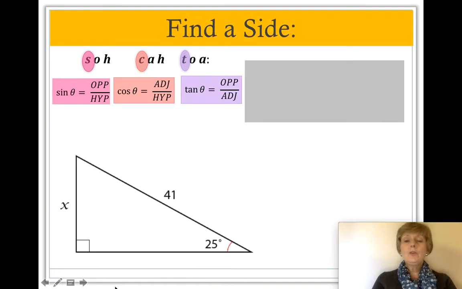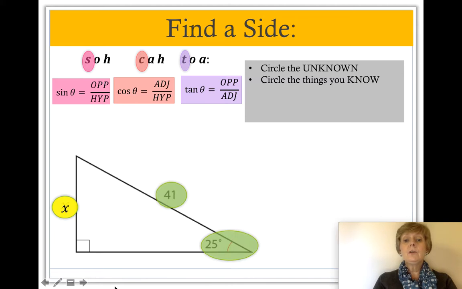We're now going to look at applications when we have a diagram with a missing side and we want to find the length of that side. The first step is to circle what we are looking for. Then we circle the information we do know. So we do know the side of 41 and the angle of 25 degrees.